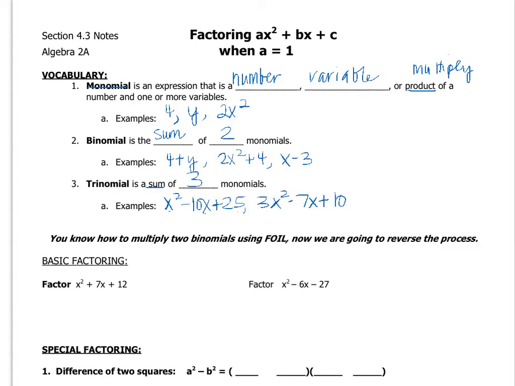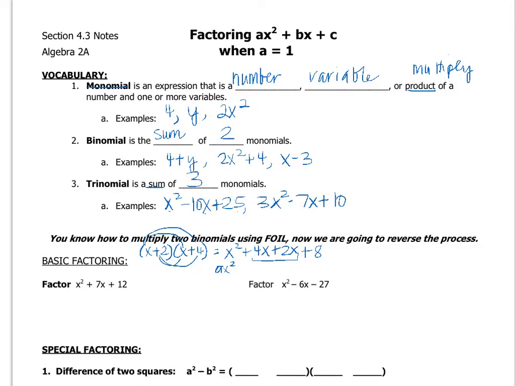Okay, now we're going to talk about basic foiling, and our goal is to basically unfoil is the word I'm going to use. So here's what's going to happen. Normally we'd give you something like this: x plus 2 times x plus 4, and we'd ask you to foil it. First times first means x squared. Outside, x times 4 is 4x. Inside, 2 times x is 2x. And the last, 2 times 4, is 8. And what we would do normally is we would add these together.